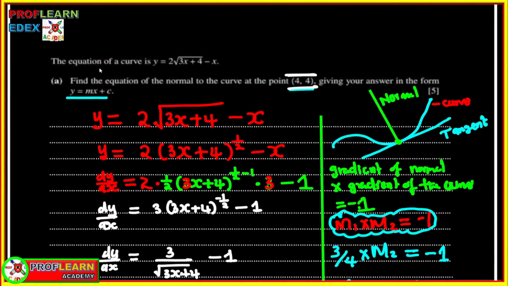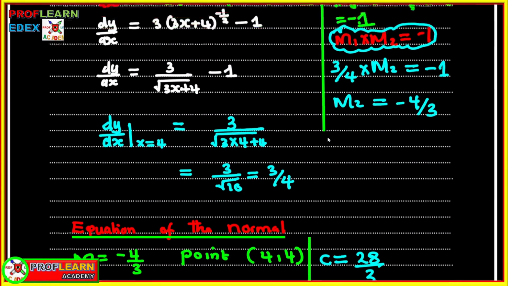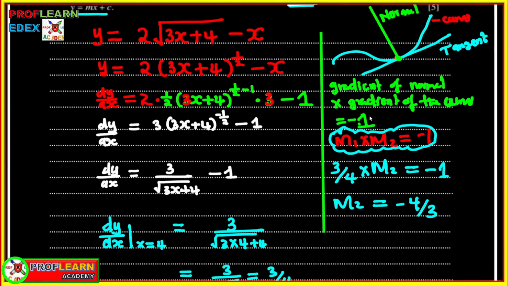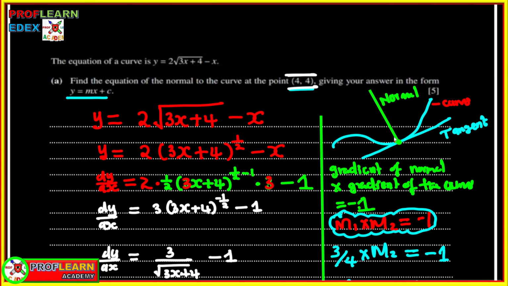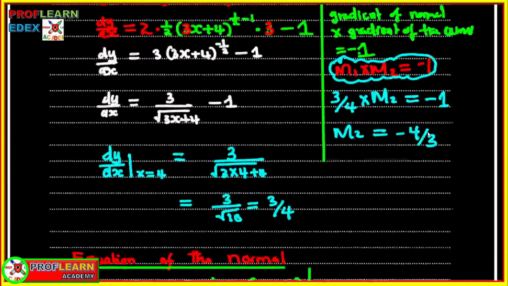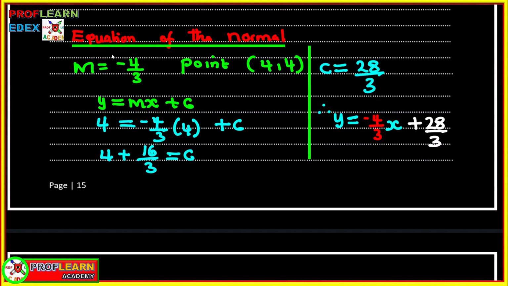Then we are supposed to find the equation of the normal at this point. At this point, x is 4. So if we substitute x equals 4, we can get the gradient of the tangent. And remember, the gradient of the normal times the gradient of the curve should give us -1, because a normal is at a right angle, at 90 degrees with the tangent. So that's why we're saying m1 times m2 is -1. So if you know the gradient of the curve, you can know the gradient of the normal, which is going to be -4 over 3. So the equation of the normal can be obtained from here.